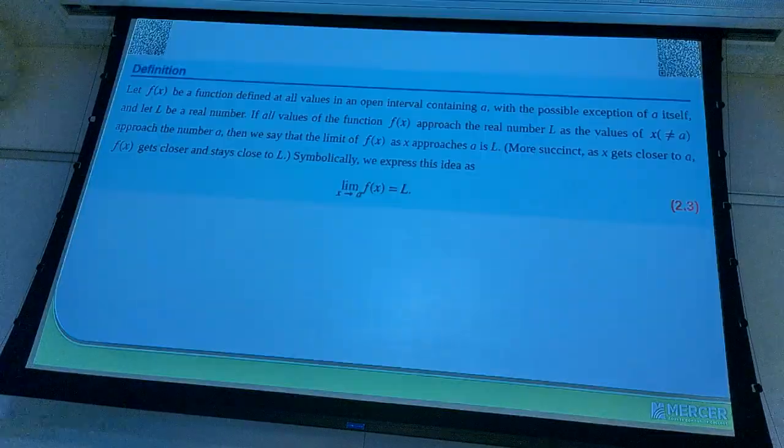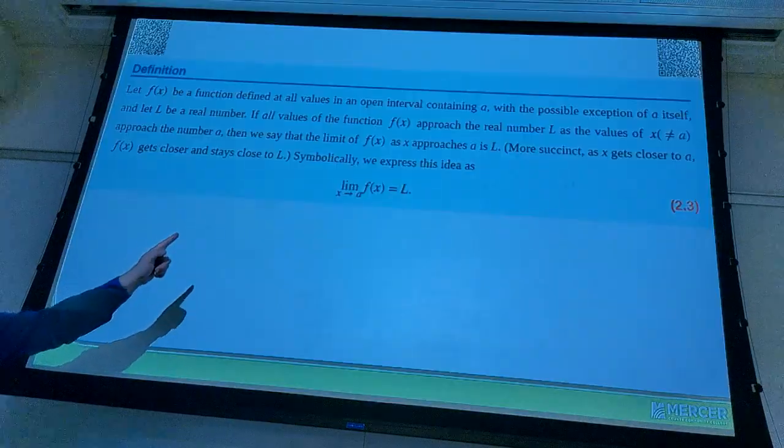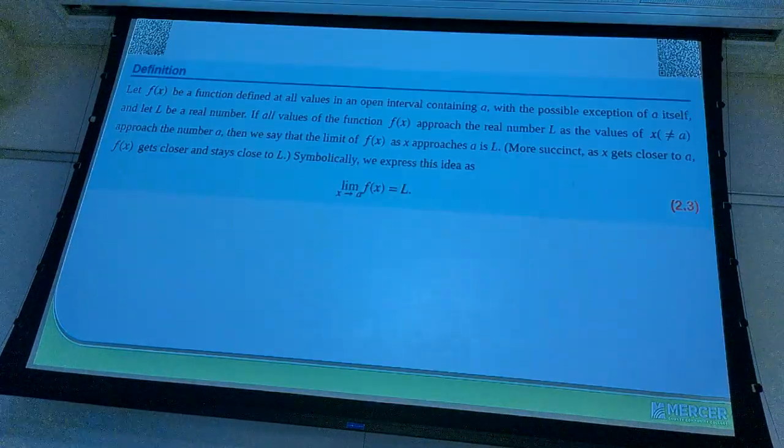In a sense, what a limit is, we would write this here: the limit as x approaches a of f(x) equals L. What that means is the values of f(x) are approaching L, they're getting closer and closer to L, as the values of x approach a.